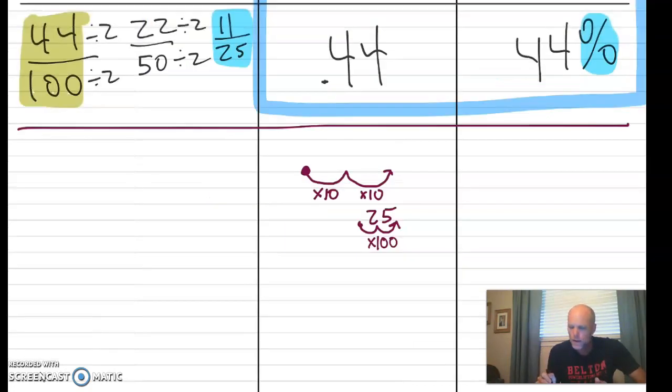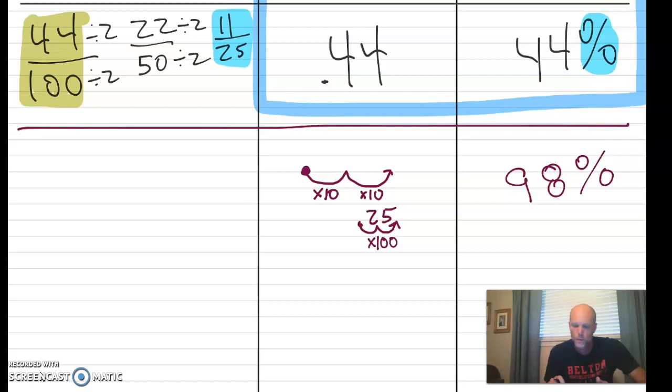Okay? So if we have 98%, which is just 98 hundredths, 98 out of 100, because that's what the percent sign basically means, 100.